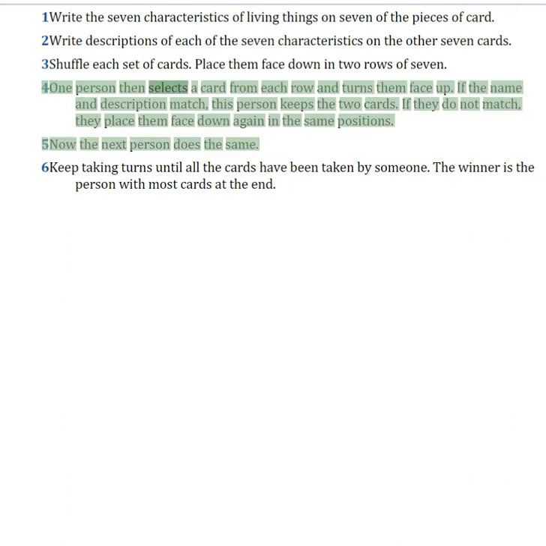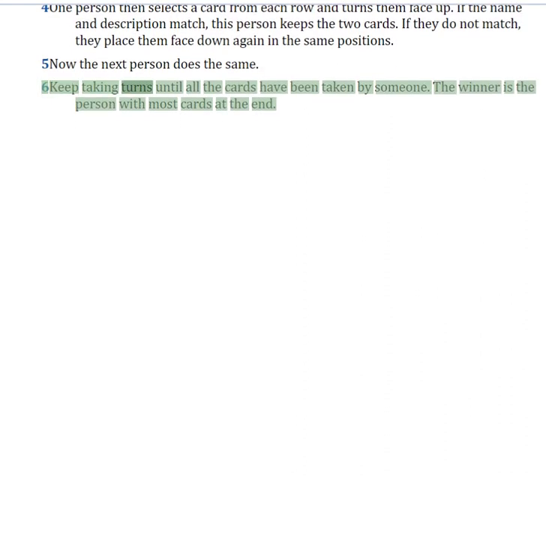4. One person then selects a card from each row and turns them face up. If the name and description match, this person keeps the 2 cards. If they do not match, they place them face down again in the same positions. 5. Now the next person does the same. 6. Keep taking turns until all the cards have been taken by someone. The winner is the person with most cards at the end.